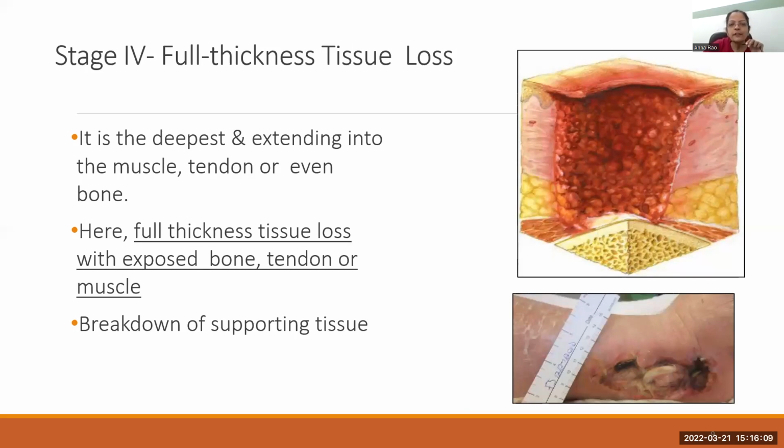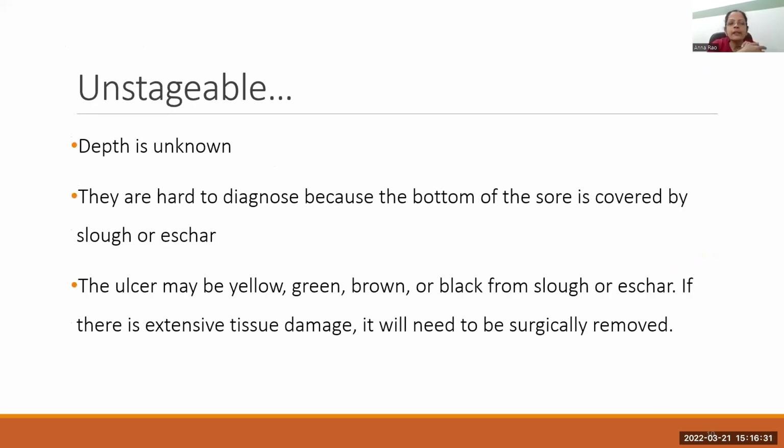And stage 4 will show us the bone, right? Tendon, bone, muscle also will be exposed here. And there will be loss or breakdown of the supporting tissue, right? So it is becoming more and more difficult to heal it. There will be one more stage that is known as unstageable.